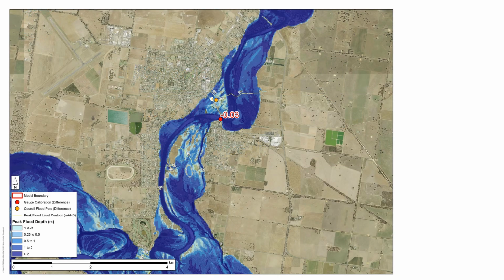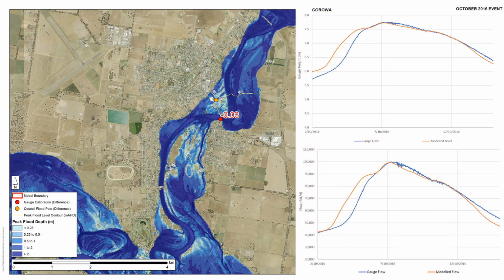For the Murray River, we can use flows recorded at Albury and input these into the model. We can then compare the modelled results with the gauge records, such as the gauge at Corowa. The 2016 event calibration results at the Corowa gauge are shown here as an example. The model water level was just 3 centimeters lower than the recorded water level. And when we look at the water level hydrograph at the top and the flow hydrograph at the bottom, we can see that the model replicates the event well.